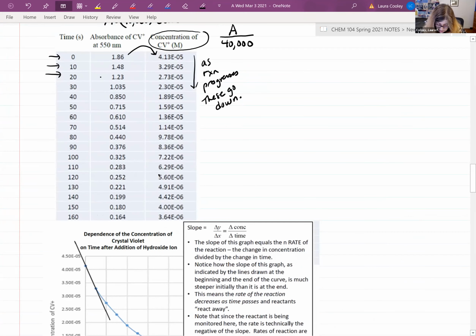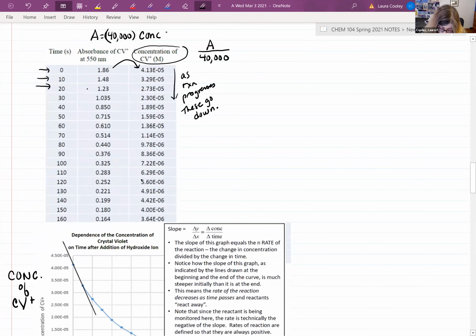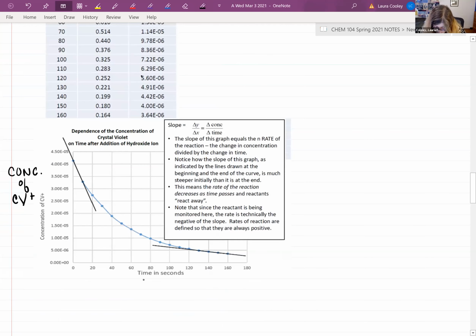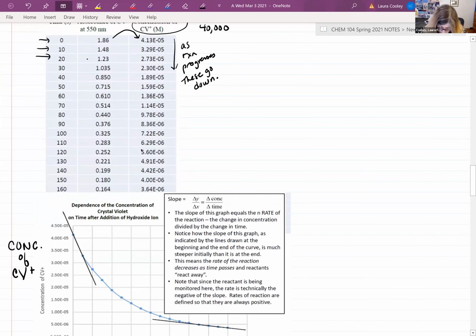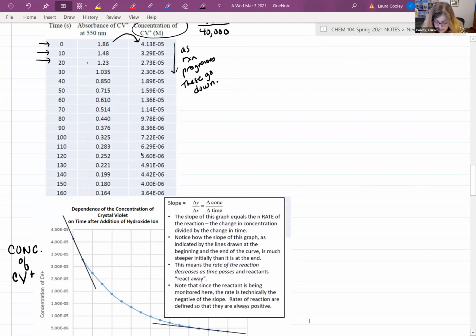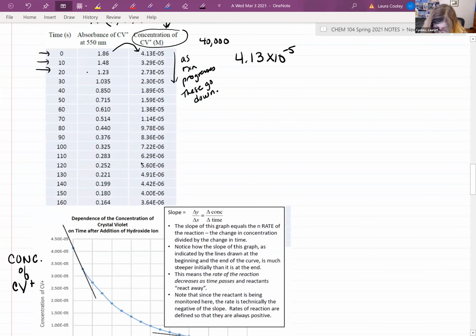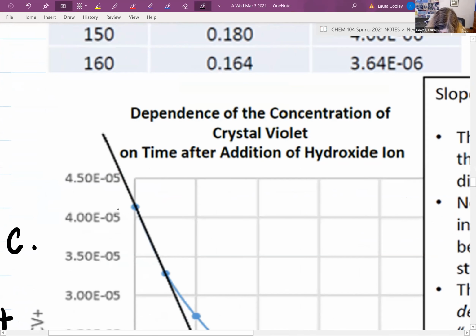Okay, so what I did then was I made a graph. I just want to show you here, on the y-axis, I have the concentration of the crystal violet, right? That's what's in this column here. And on the x-axis, I simply have time in seconds. Let's look at a couple of these points because I want to prove to you that this is indeed what I did. So here, this is the first point at 0 time. When I started taking data, it was 4.13 times 10 to the minus 5th molar. You can see over here, if you blow up the graph, that's what this number corresponds to, right?